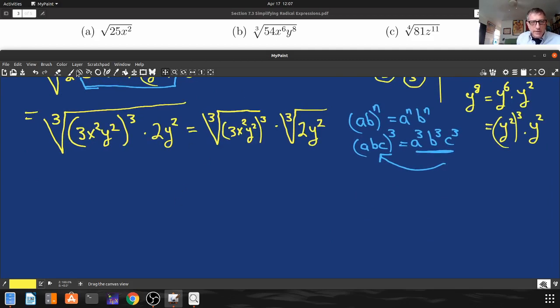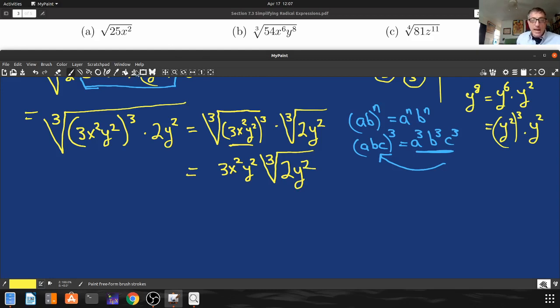So here I'm able to simplify this right here. The cube root of something cubed is just that something, and that something is 3x squared y squared, and this cannot be further simplified, so that's times the cube root of 2y squared.